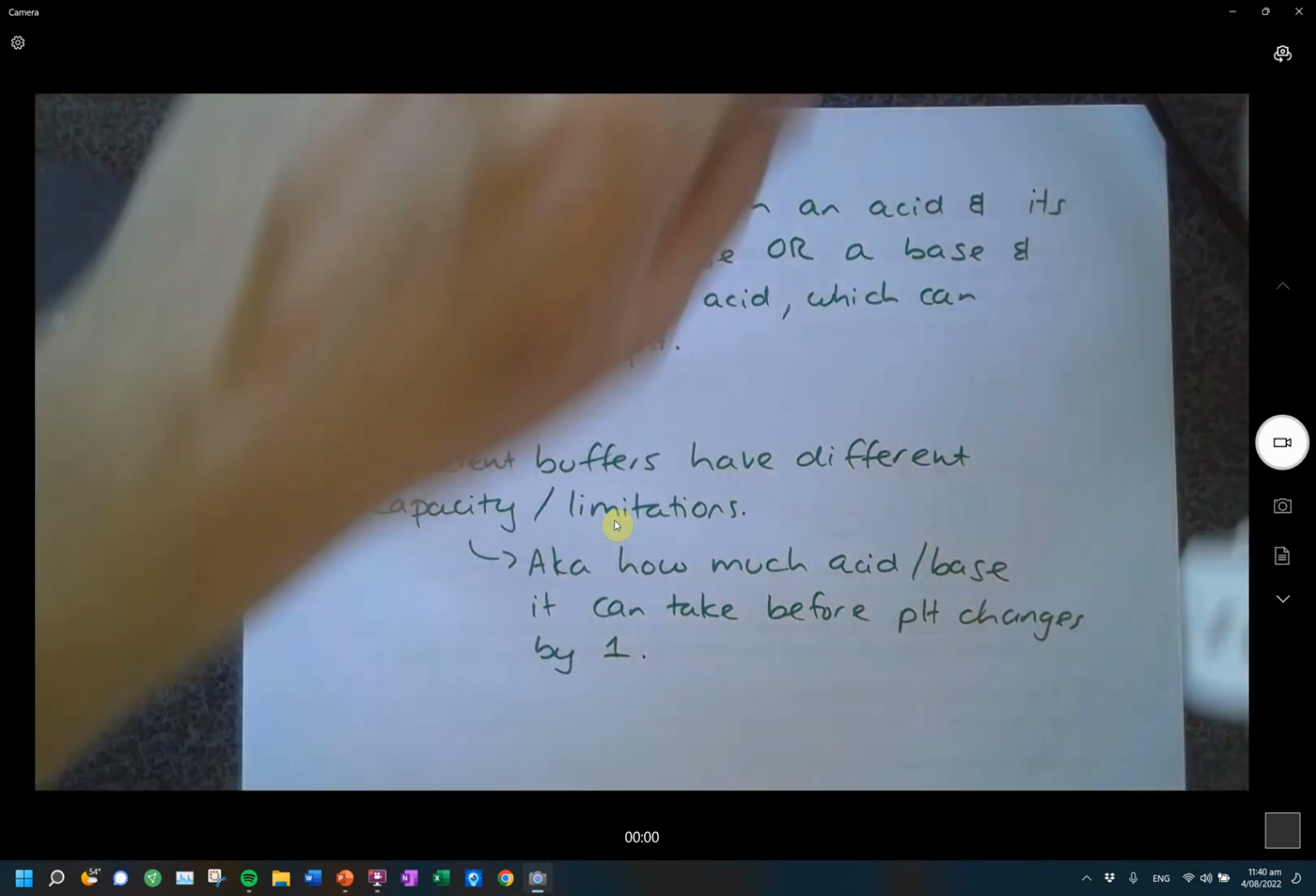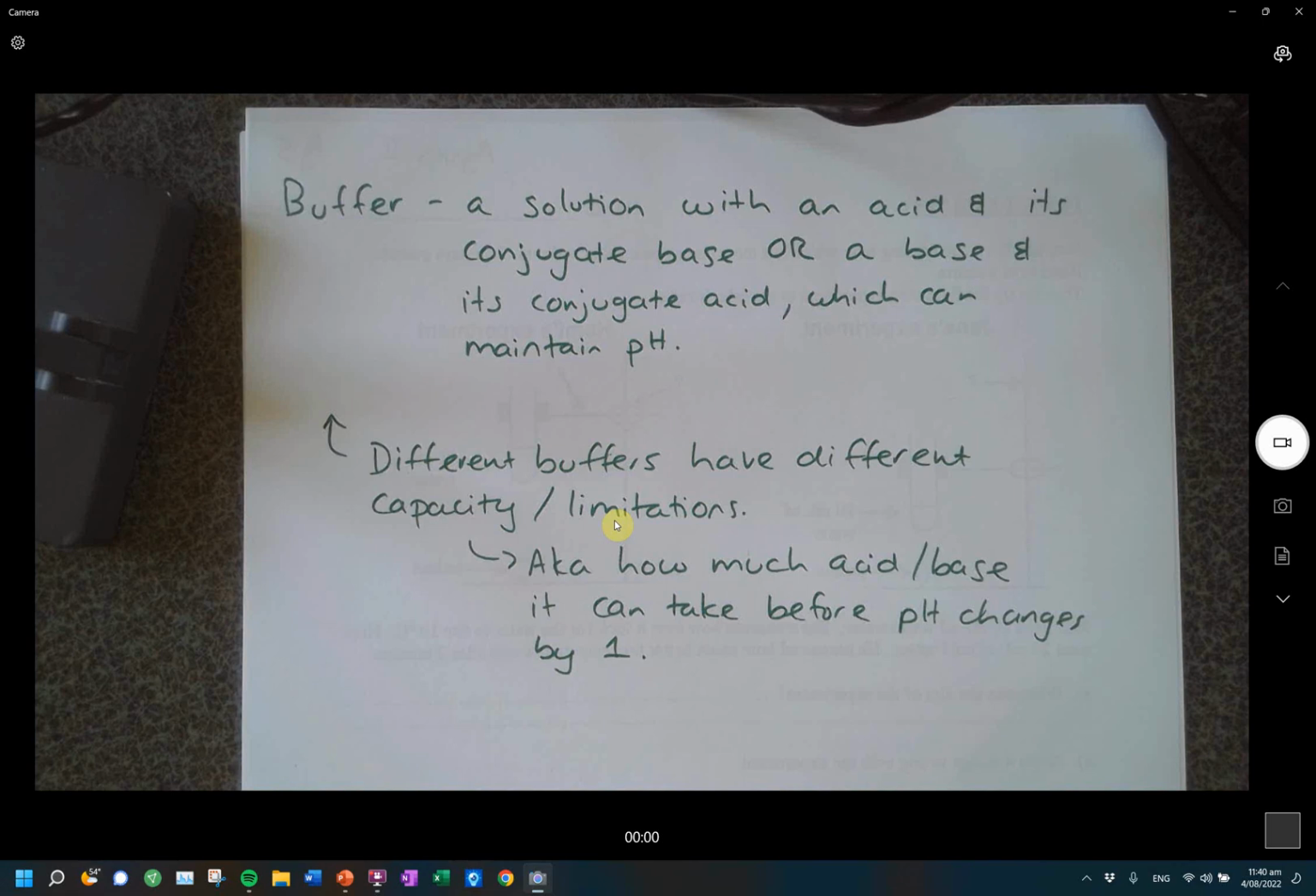So buffers are really, really useful. And the good news is that the ocean has a buffer as well. With ocean acidification, yes, it's happening, and yes, that's bad news. But the good news is we have something in place to help us maintain that pH.